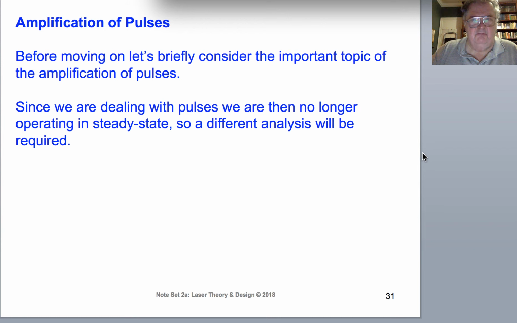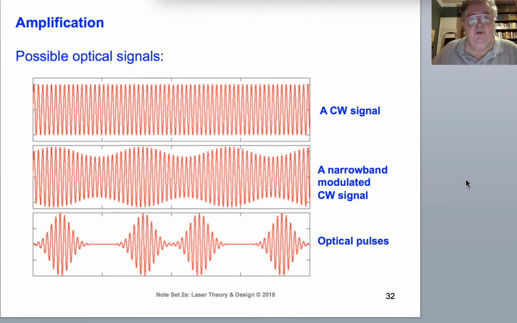People use optical amplifiers all the time in digital fiber optic communication systems where you're doing exactly that. You're amplifying weak pulses to make them strong pulses. So, just a couple things. This is what we've been considering so far.